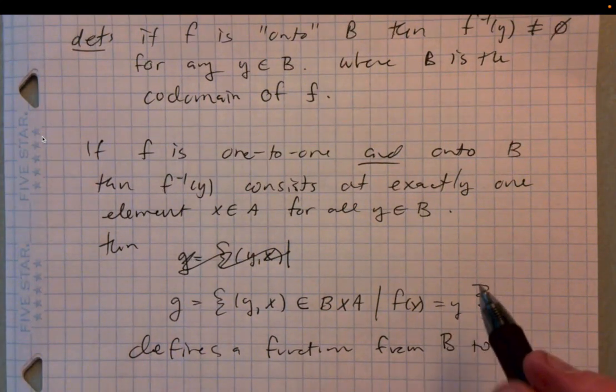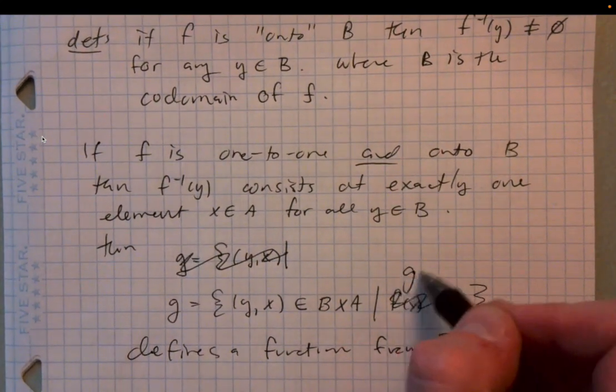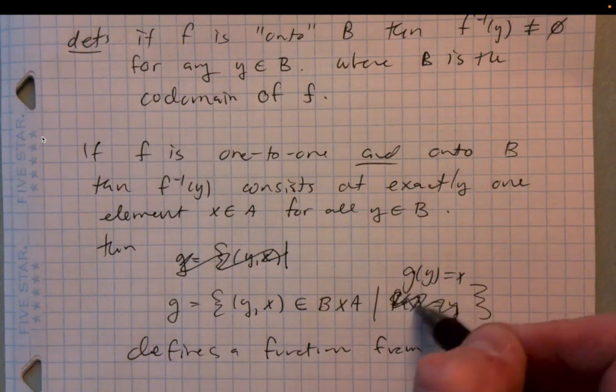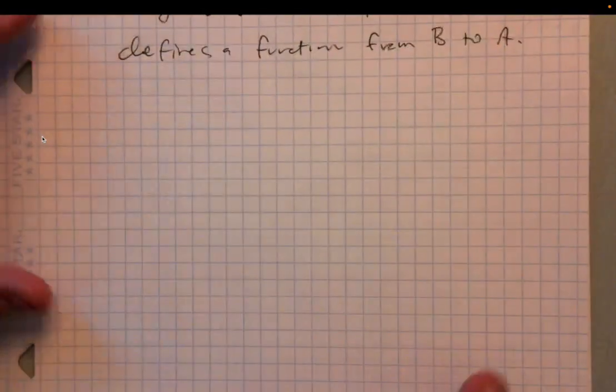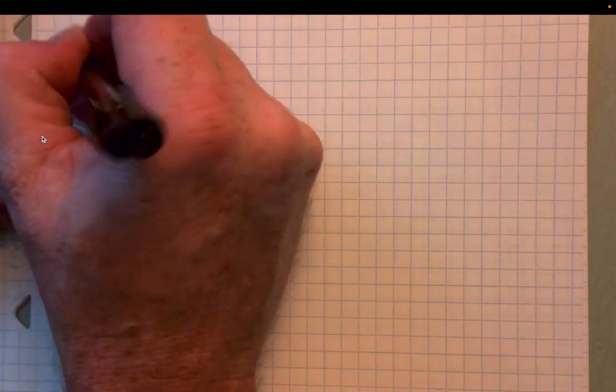I think I want to write g of y equals x here. Apologies for that. So we've got a function. This is called the inverse function of f. Let's flesh this out in a nice clean definition of the inverse function.